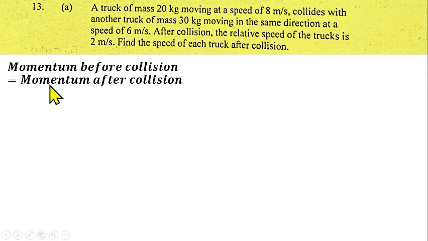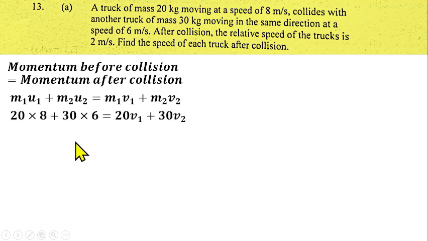We know the principle of collision is that momentum before collision should be equal to momentum after collision. So m1u1 plus m2u2 equals m1v1 plus m2v2. For the first truck, the mass is 20 multiplied by the initial velocity 8, plus the mass of the second truck, 30 kilograms, multiplied by the initial velocity 6.